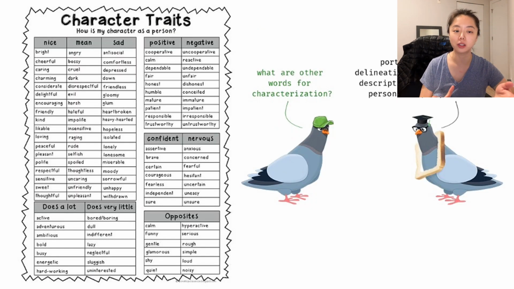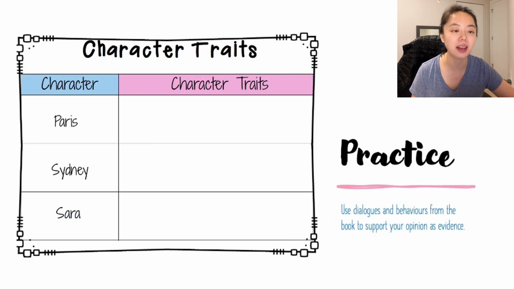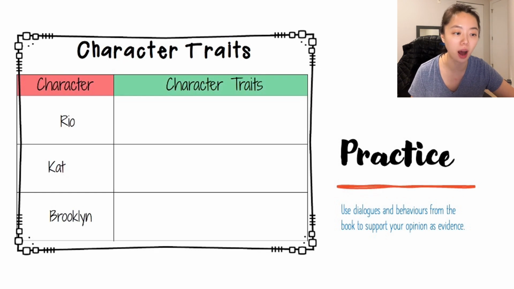Okay, now let's look at these useful adjective words to describe characters' traits. Now let's practice analyzing the main character traits. You can use any of the words we just learned to describe, and just remember you are also asked to find the dialogues or behaviors from the book to support your opinion as your evidence.